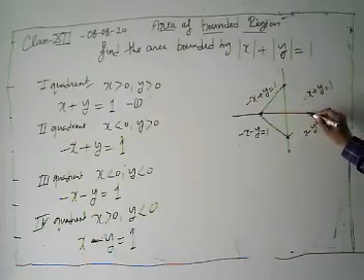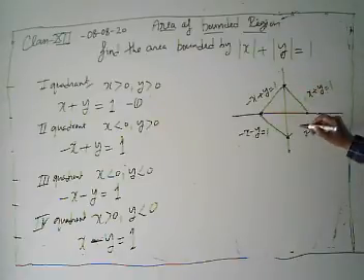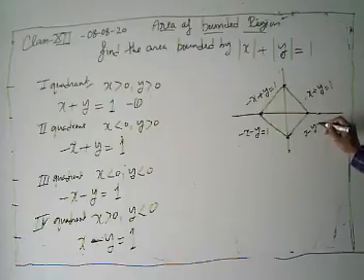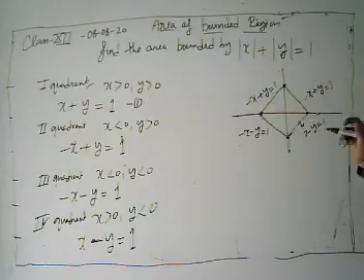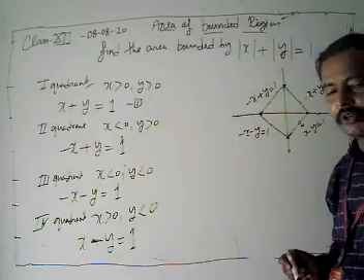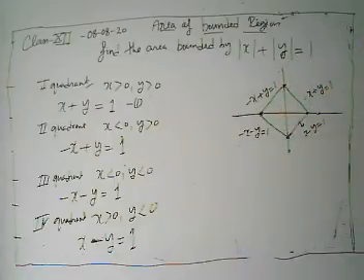Take 1 there, same distance. Now this is our x minus y equal to 1. Now look, this is our figure. We have drawn the figure. Now we have to find out the area of this region. Find the area bounded by |x| + |y| = 1. Now we have to find this whole area.